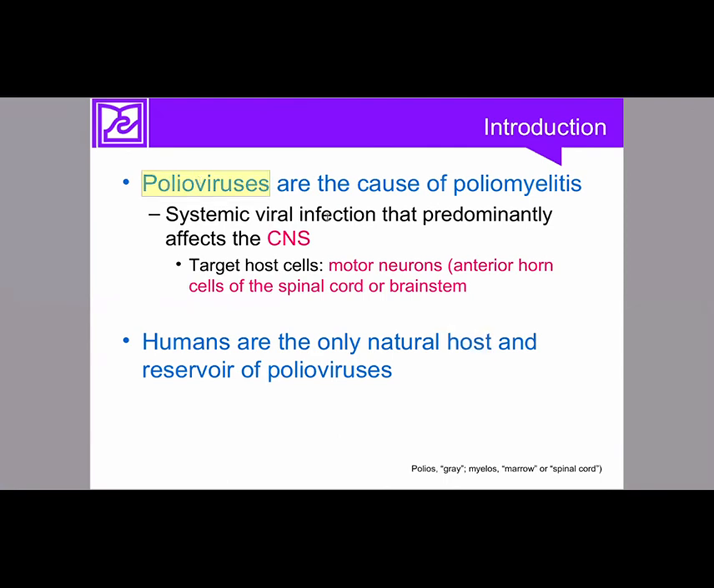Polioviruses infect the motor neurons and destroy the motor neurons, as I told you before, in the anterior horn cells of the spinal cord or in the brainstem. So when these motor neurons are destroyed, the outcome is paralysis. That's poliomyelitis. Poliomyelitis is flaccid paralysis of the limbs, usually of the limbs.